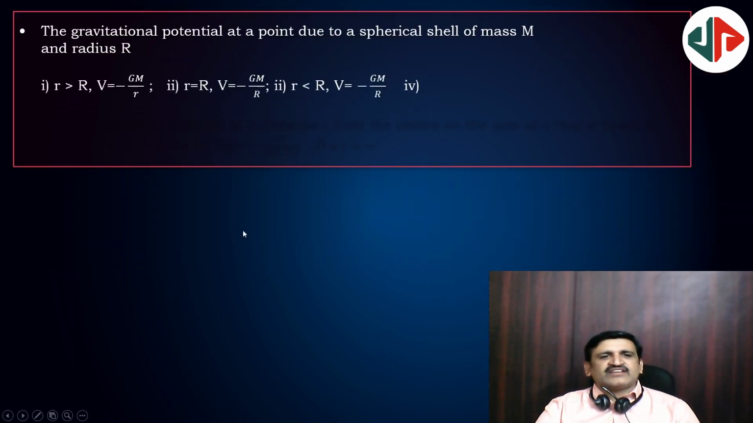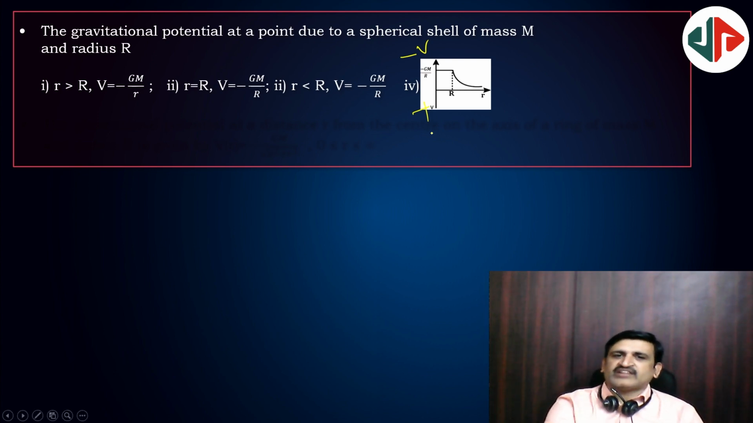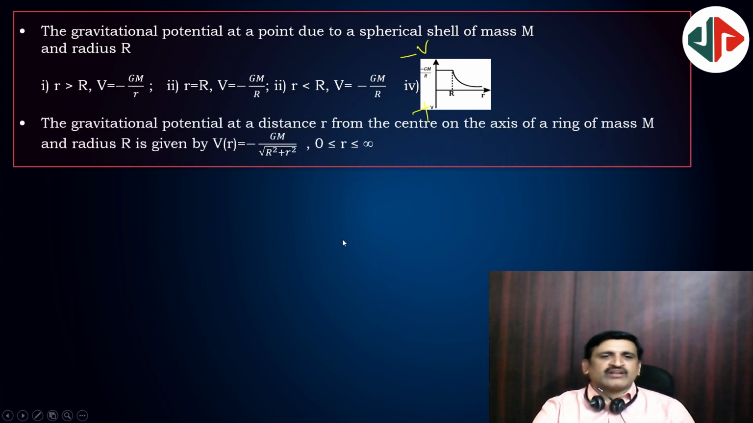Next, the gravitational potential at a point due to a spherical shell: inside and on the surface it will be the same, minus GM by R. Outside, minus GM by small r. So first learn electricity and then you can correlate. This is the graph for the shell: inside it is the same, but remember it is negative. So treat it as a negative axis and a positive axis. That's why they kept V downward, with minus V on the top. You need to put that in your mind.